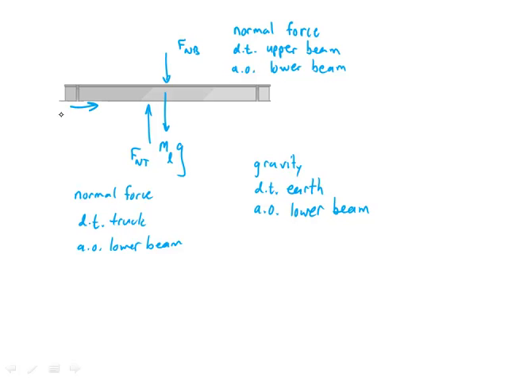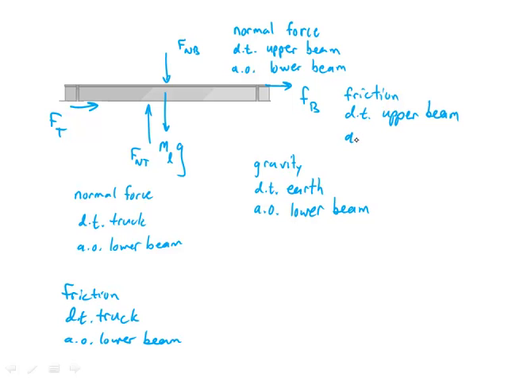I'm going to draw this one over here, and I'm going to call that Ft. All right, and that's going to be a frictional force due to the truck acting on the lower beam. And there's another one up here, and that's going to be Fb for beam, and that's friction due to the upper beam acting on the lower beam. So I've got a force due to the upper beam, one perpendicular to the surface, hence normal, one parallel to the surface, that's my frictional force.